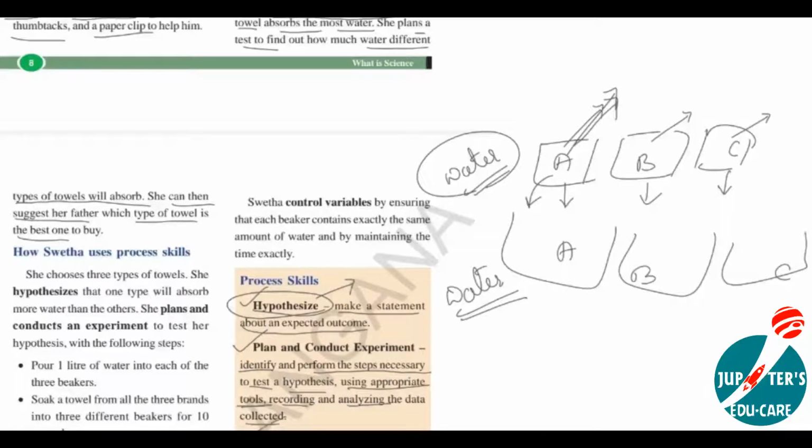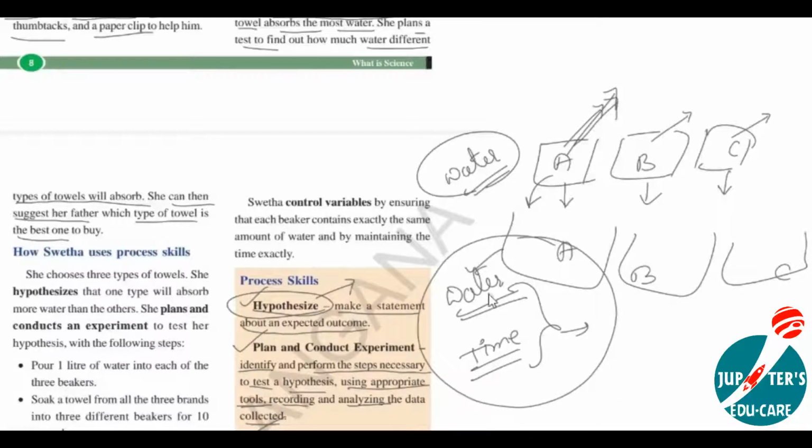Then the third process skill, control variables. Here the variables are water and time. So if we do not control these variables, we cannot get an accurate result. It affects the result. That's why when doing an experiment, we must control variables. What do variables mean? Here, water and time.